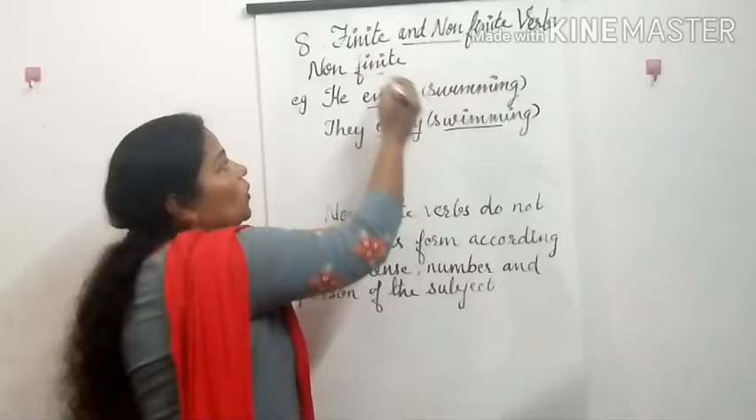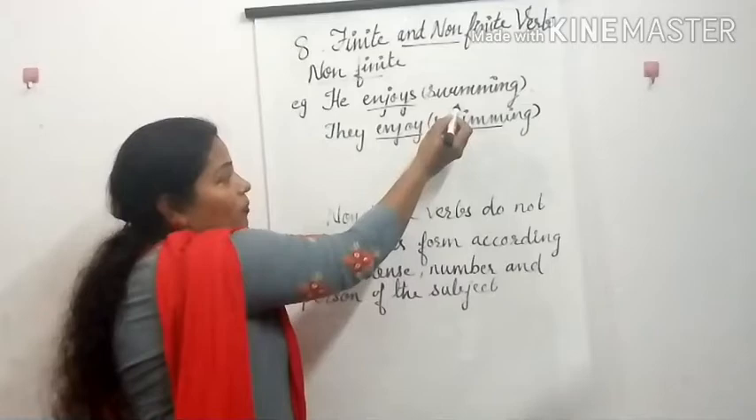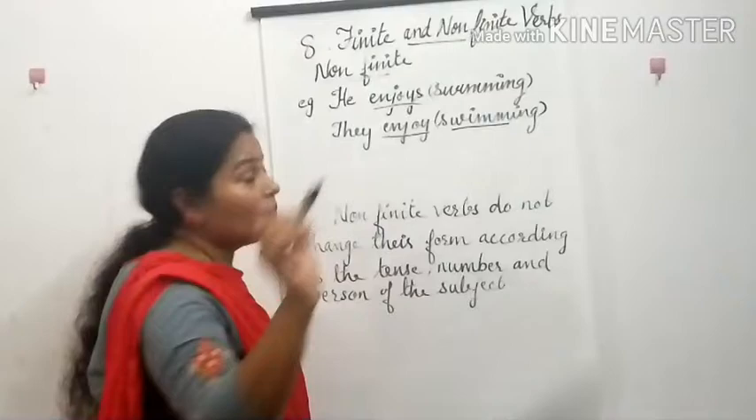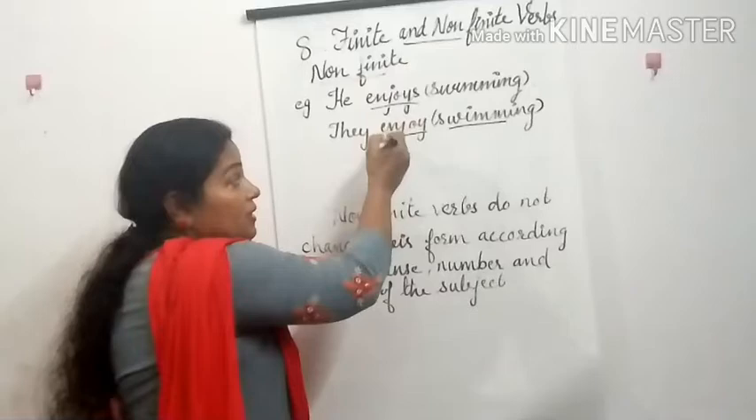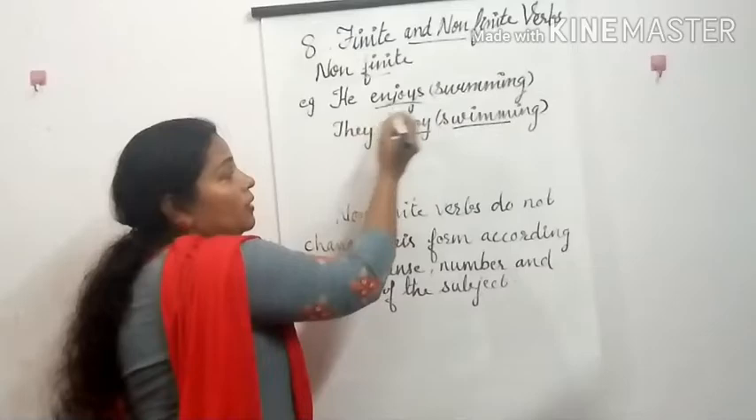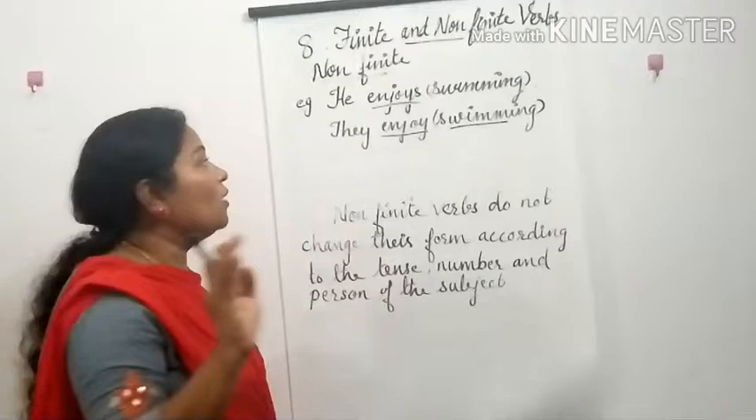See here, the verb swimming is not changing subject-wise. Whereas enjoys changes: here it is enjoys, here it is enjoy. So, it is changing, it is called finite verb. Swimming: the subject is different, but in both cases the verb is the same. So, they are called non-finite verbs. Now let's define non-finite verb.